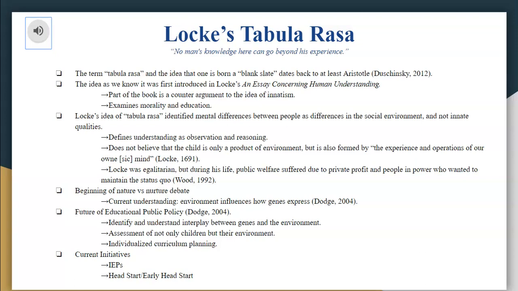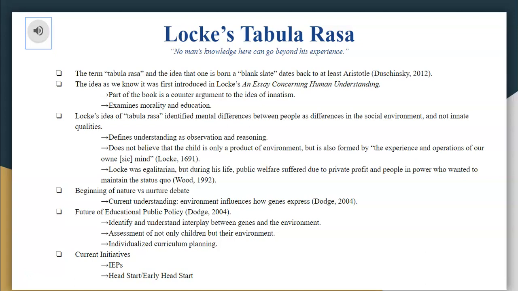Locke had concerns that many modern readers would be able to empathize with. He had anxiety regarding growing private profits as a determinant of public welfare. The legacy of his philosophy is the nature versus nurture debate that has fueled developmental psychology for many years.